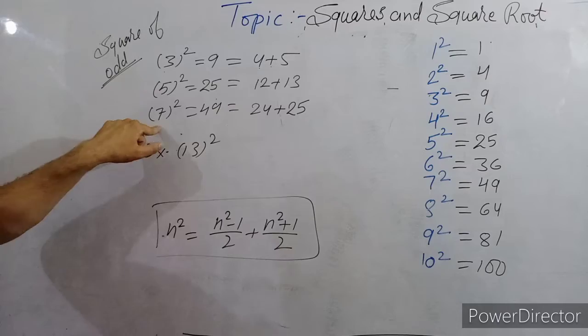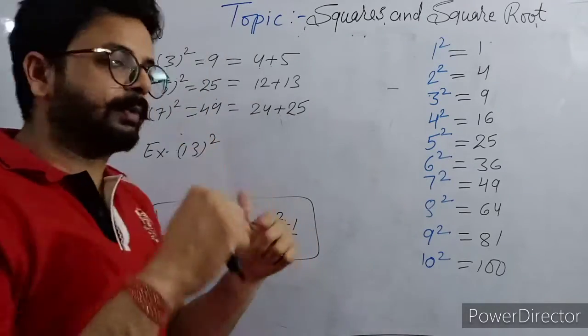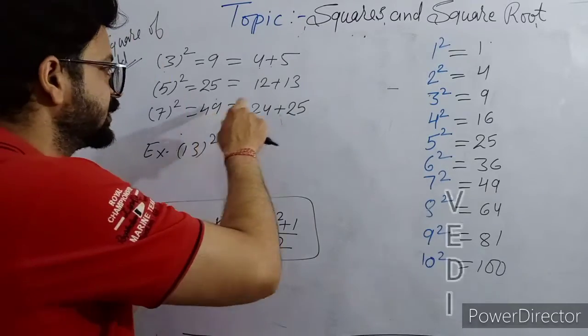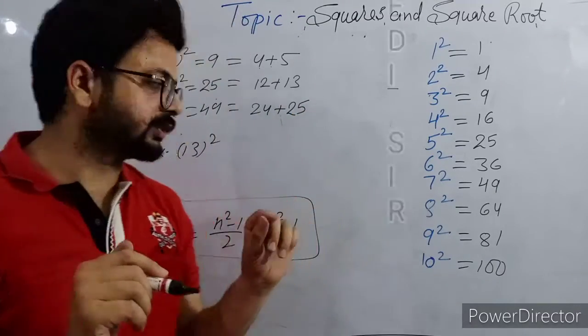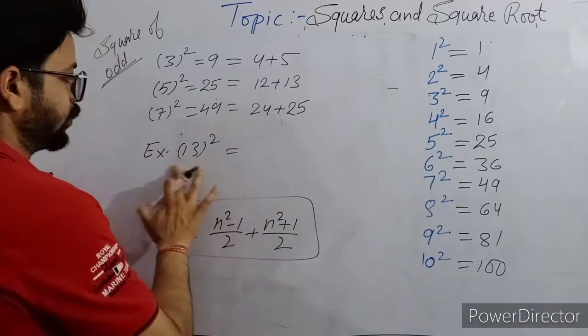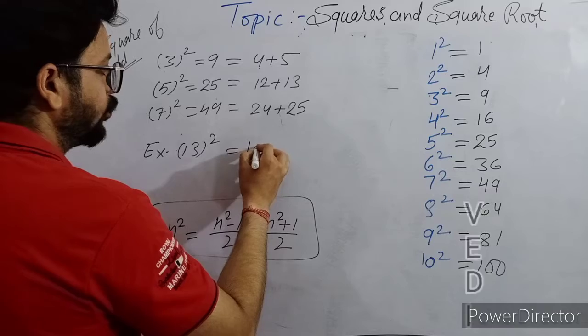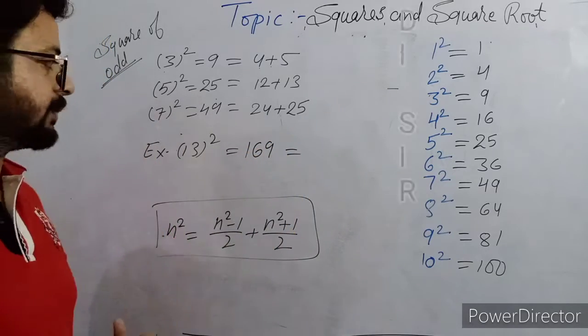Now for 7, 49. Subtract 1 from 49, 48 divided by 2, 24, and add 1 to this and then divide by 2, 25. This is the logic. You can understand by this logic. Now for 13, how will we get to know what will come? All of you know 169. Now what are those consecutive numbers?